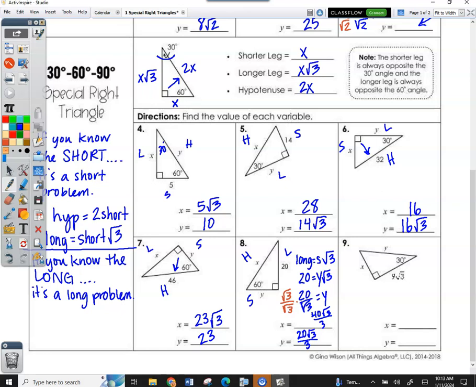Do number 9. Number 9 is actually really pretty. And it's because it starts with the root 3, so something nice happens. Hypotenuse, this is the short, this is the long.